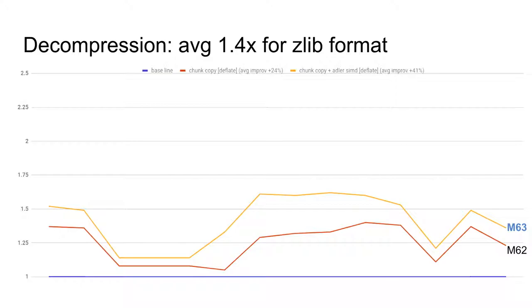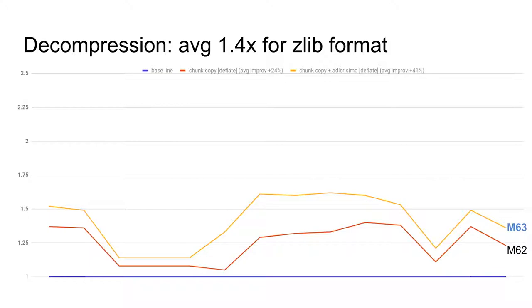you can have two different wrappers around a given deflate content. One is using what's called the zlib format. That depends on the Adler-32 checksum. So since Chrome M62, because of the inflate fast optimization, we're around 12 to 18% faster. And since Chrome M63, because of the Adler-32 checksum, we were around 1.4 times faster on median.